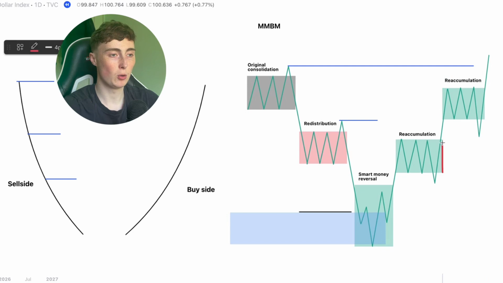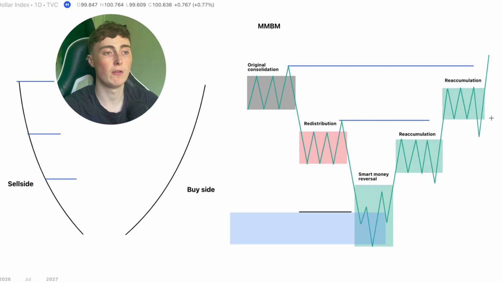Now, each of these impulses is going to target a level of liquidity that was left behind when price was forming the sell side of the curve, right? So let's say, for instance, we get the smart money reversal, price reaccumulates, and then we're anticipating an impulse to the upside. Now, that impulse should go ahead and target this level of liquidity here. Now, once we've taken that level of liquidity, potentially price is going to reaccumulate again, right? Where we'd anticipate another bullish move. And the target for that is going to be the next level of liquidity on the left.